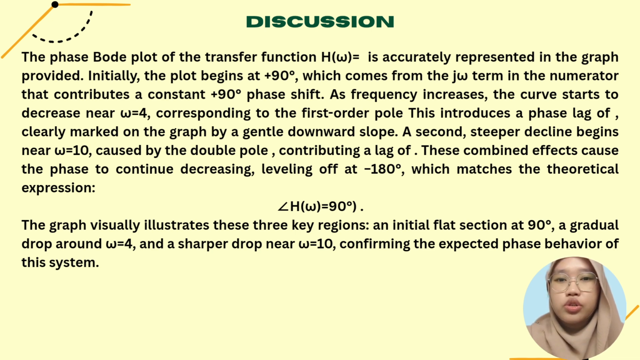The graph visually illustrates these three key regions: an initially flat section at 90 degrees, a gradual drop at omega 4, and a sharper drop near omega 10, confirming the expected phase behavior of this system.